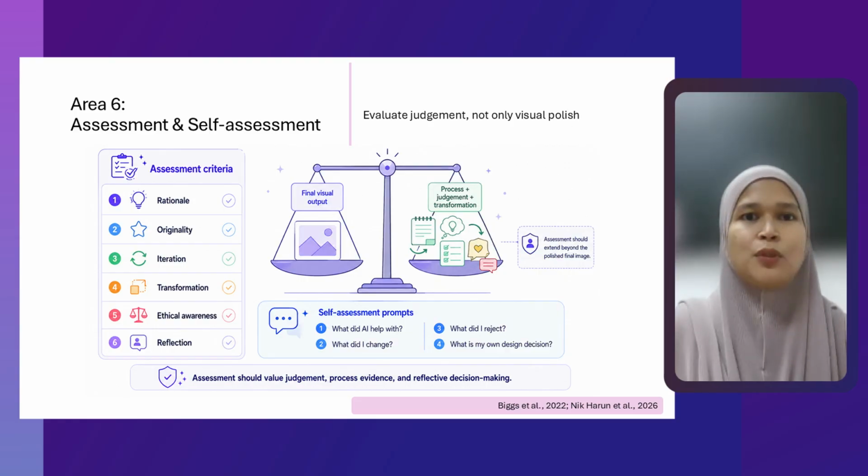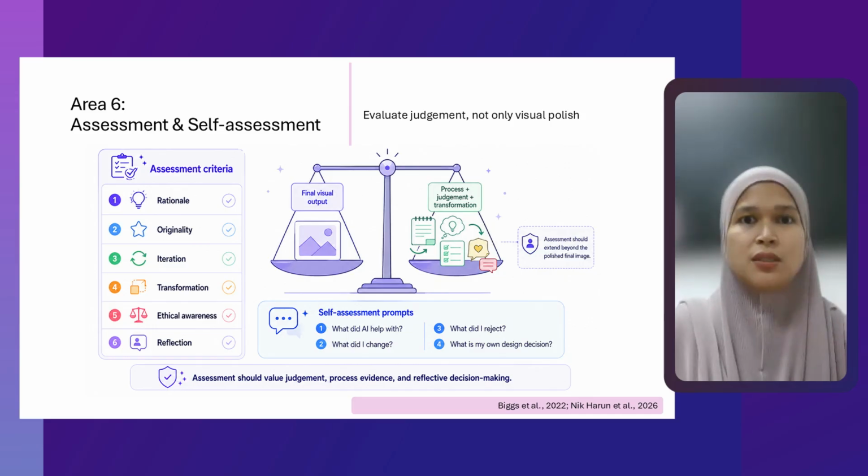In AI-supported design work, assessment should focus not only on visual polish, but also on judgment, originality, transformation, rationale, and reflection. This means that rubrics should reward students for showing how they develop their ideas, how they respond to critique, how they transform AI-assisted material, and how they justify their final design decisions.